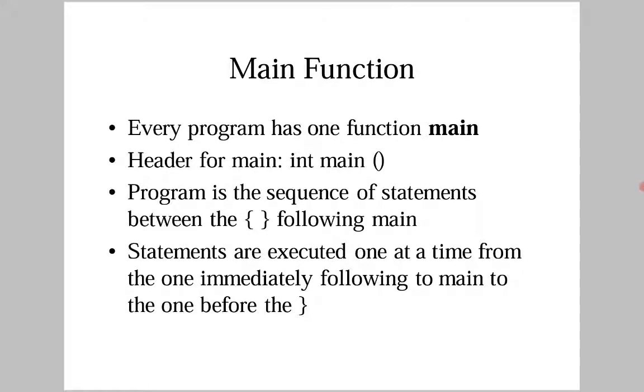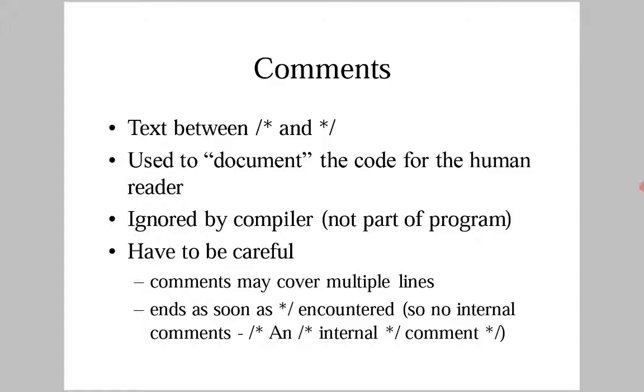So what is the main function? Every C program has one compulsory function, and it is called main. Main is the header for main, that is int main. The program is the sequence of statements between braces following main, and statements are executed one at a time from the statement immediately following main.